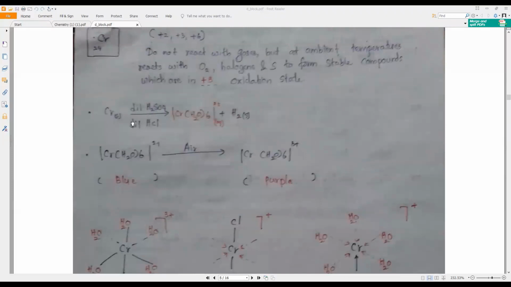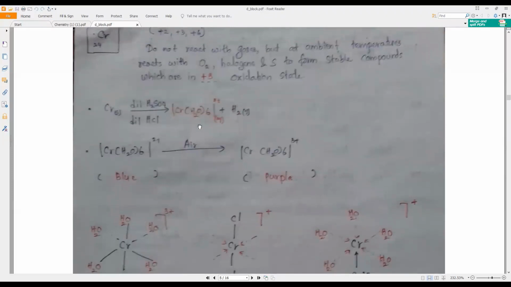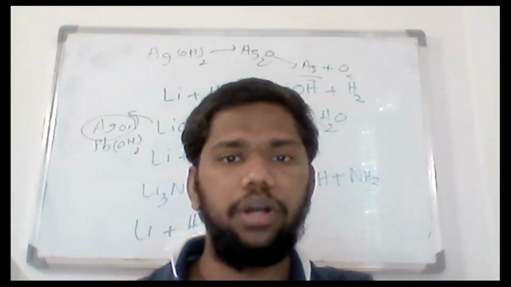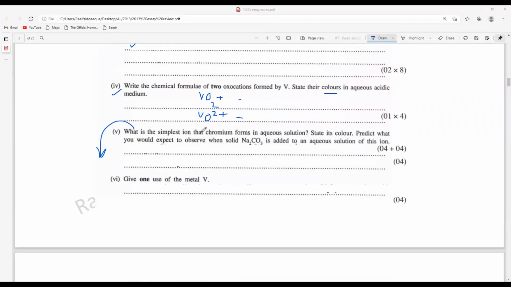Chromium in the presence of dilute H2SO4 and HCl will form chromium 2+. But you should understand chromium 2+ in the presence of air will form chromium 3+. So typically it is the chromium 3+ ion that is going to form. I will share again. So it is the [Cr(H2O)6]3+ ion that is going to form. Its color is purple or violet. Predict what you would expect to observe when solid sodium carbonate is added to an aqueous solution of this.